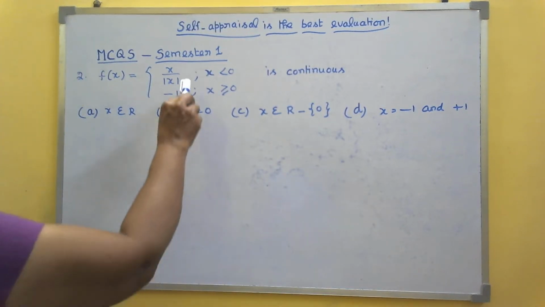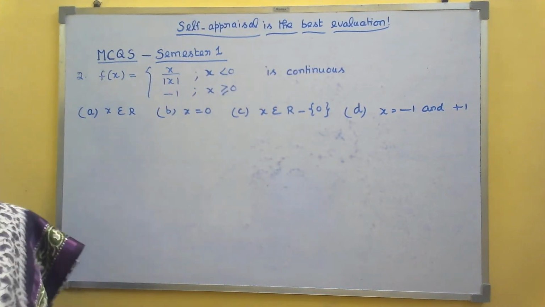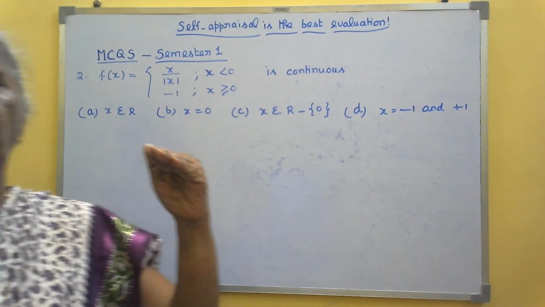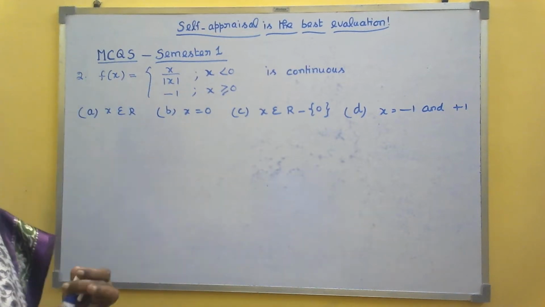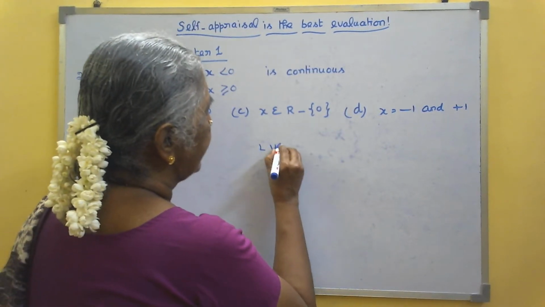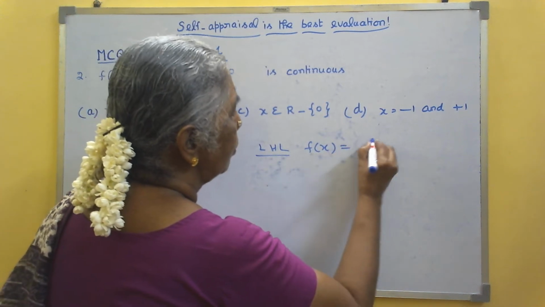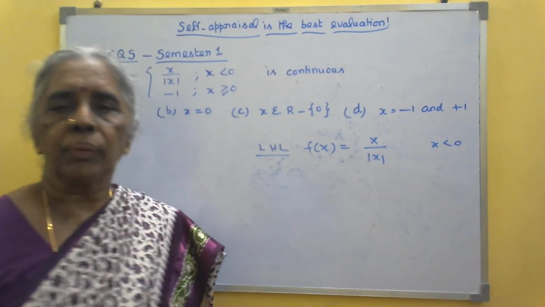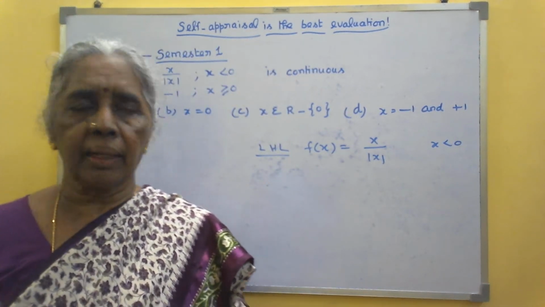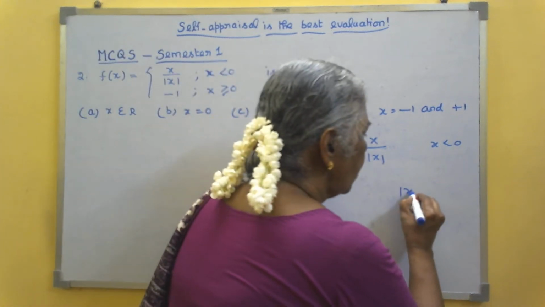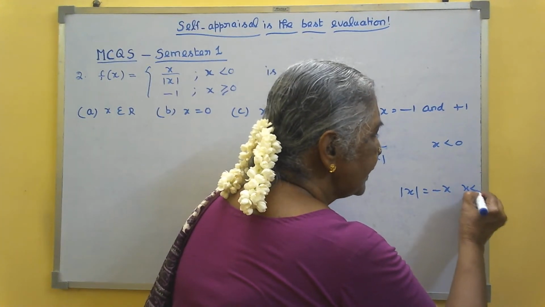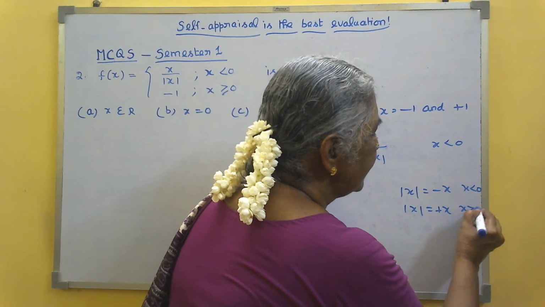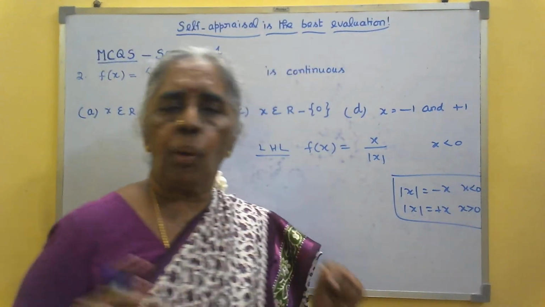So now, here, this is the LHL. For LHL, your f of x is x by mod x. For RHL and your f of a, it is minus 1. So, let us first take the LHL part. Your f of x is equal to x by mod x. You know x is lesser than 0. All of you know a mod function, right? Mod x, that will be equal to minus x when x is lesser than 0, and mod x will be equal to plus x if x is greater than 0, isn't it? This is the mod function.